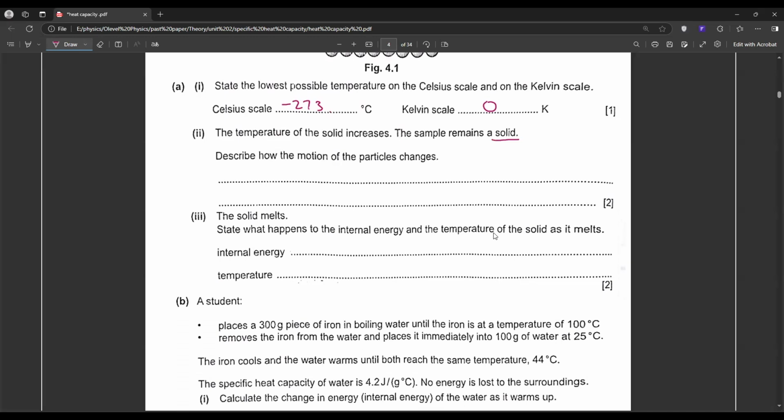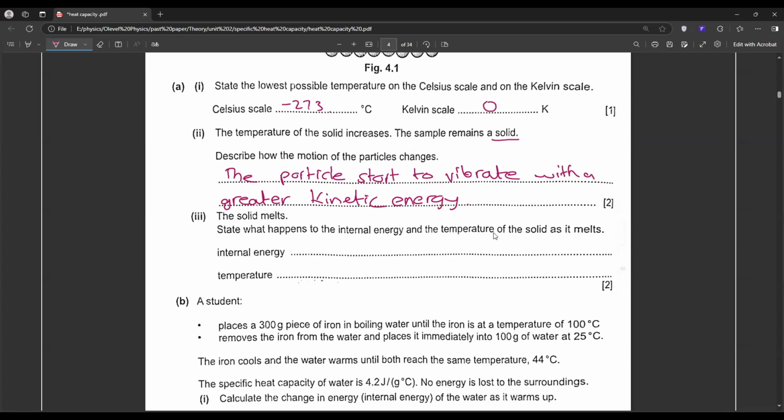The temperature of the solid increases, the sample still remains a solid. Describe how the motion of the particle changes. The particles start to vibrate with a greater amplitude, or you can say with a greater kinetic energy. The particles start to vibrate with a greater kinetic energy.